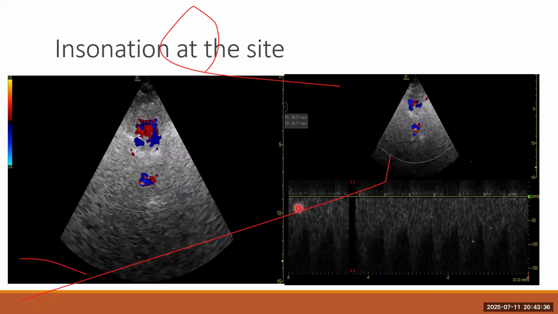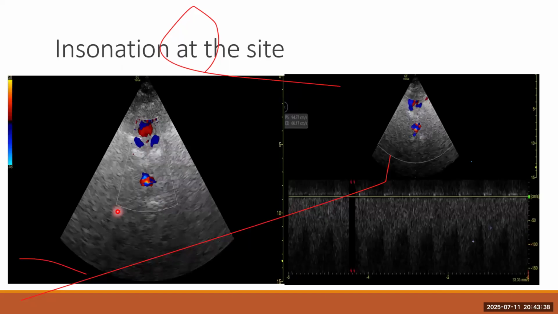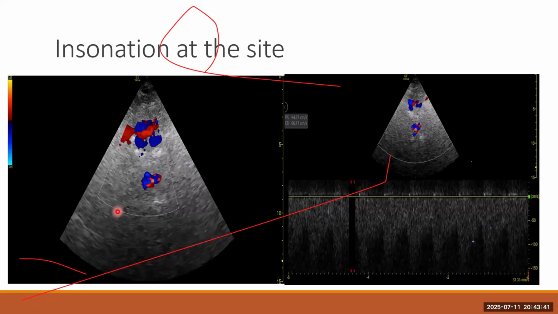Yeah. So again, this is another picture which is showing insonation at the site. What can we see here?